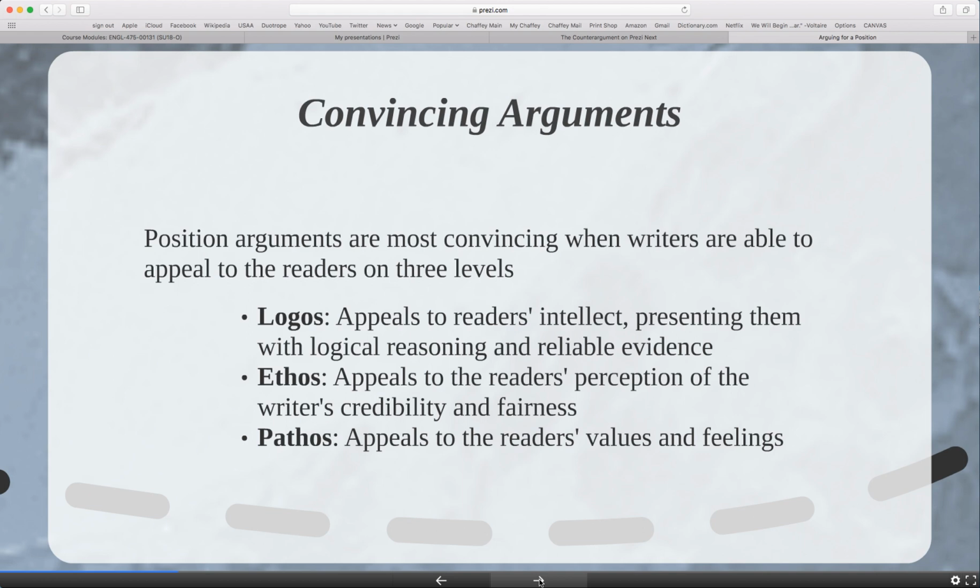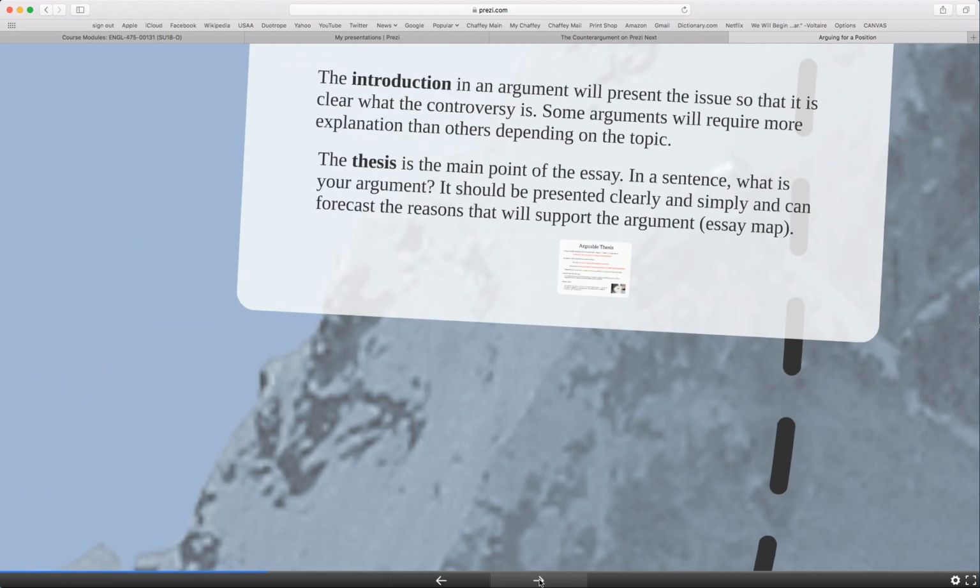Ethos is when we appeal to the reader's perception of the writer's credibility and fairness, right? If a writer isn't being really fair, isn't being very credible, they give us poor sources, we begin to question their ability to reason really well. And lastly, pathos is the appeal to a reader's values and feelings, right? We anticipate our audience. We're really aware of what they need in order to be convinced, or if they're already convinced, how we can perhaps offer them something new or different.